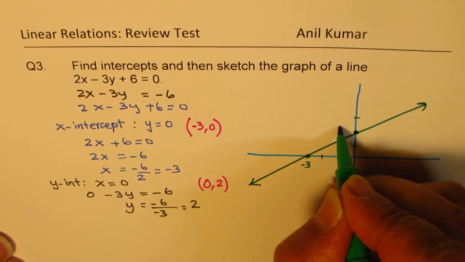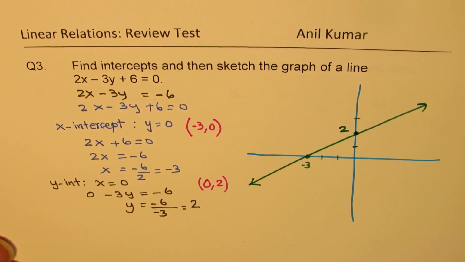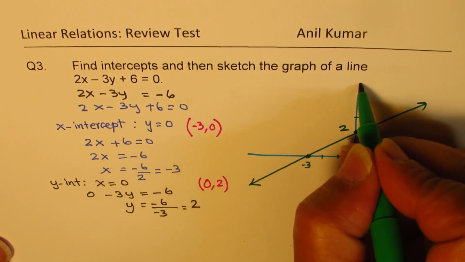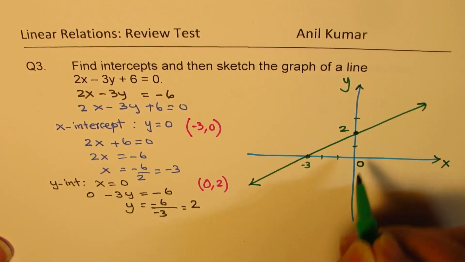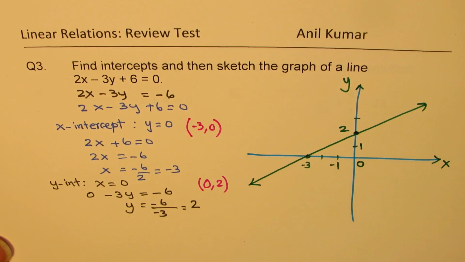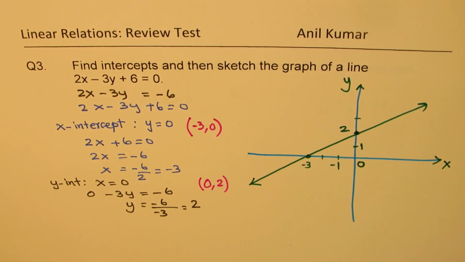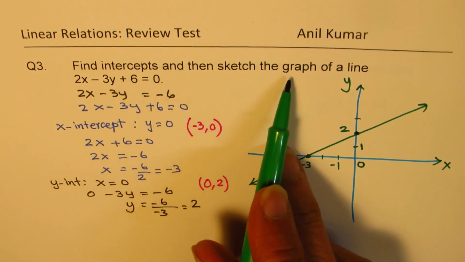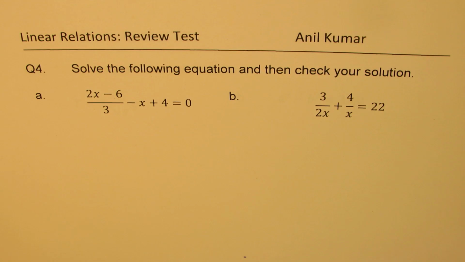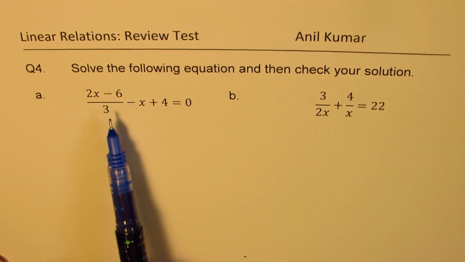Where this goes through point 2, and that is minus 3. So that is the sketch of our line. Is that clear, right? So that is how we could sketch it. So I hope it is absolutely clear. So whenever you are given equation in standard form, find intercepts, then graph. Solve the following equations and then check your solution, right? So it's important to check your solution. So let's begin with the very first one.